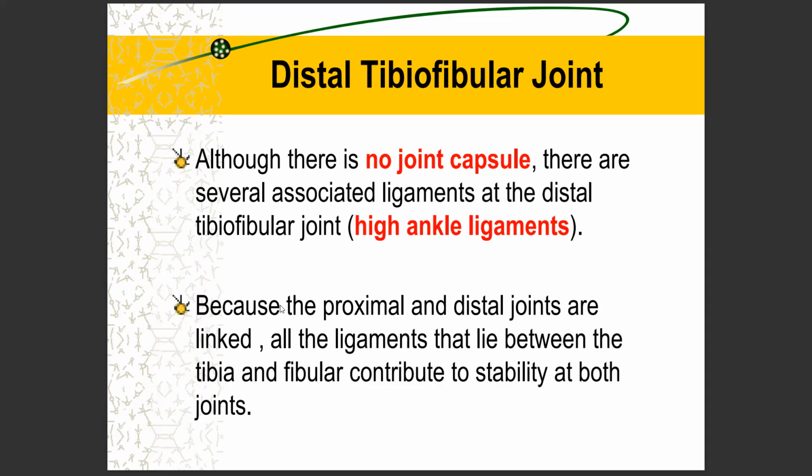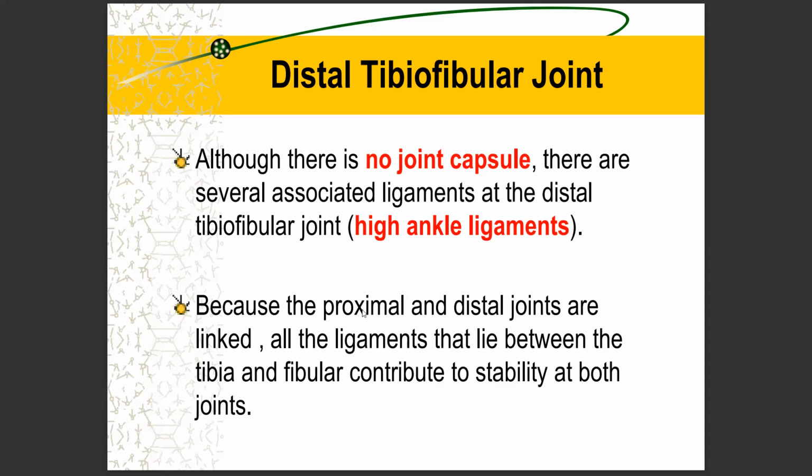Because the proximal and distal joints are linked, all the ligaments that lie between the tibia and fibula contribute to stability at both joints. One difference between the distal and proximal tibiofibular joint is in the ligaments: there are only two ligaments at the superior joint, which is the proximal tibiofibular joint, and these two ligaments are the anterior and posterior ligament.